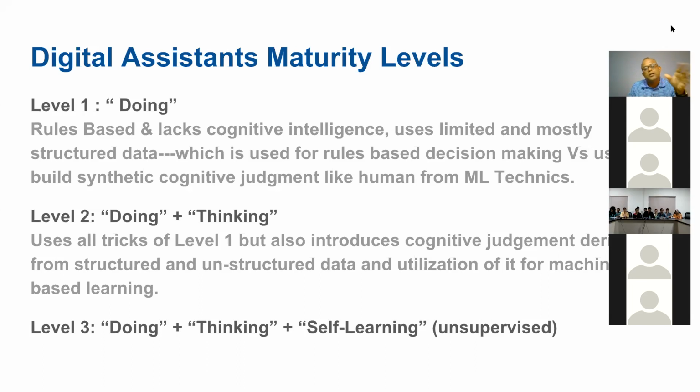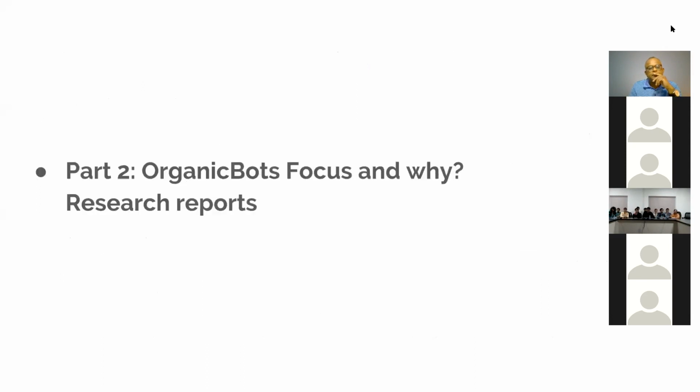Level 2 digital assistant or automation involves a little bit of thinking, not just doing. This is where we gradually introduce cognitive judgment and make the bot use not just structured data but also unstructured data, as well as utilize some supervised machine learning. Okay, and then finally we have level 3 bots, which is the doing and the thinking and the self-learning bot, or unsupervised learning as such. Yeah. So any questions from anyone thus far?